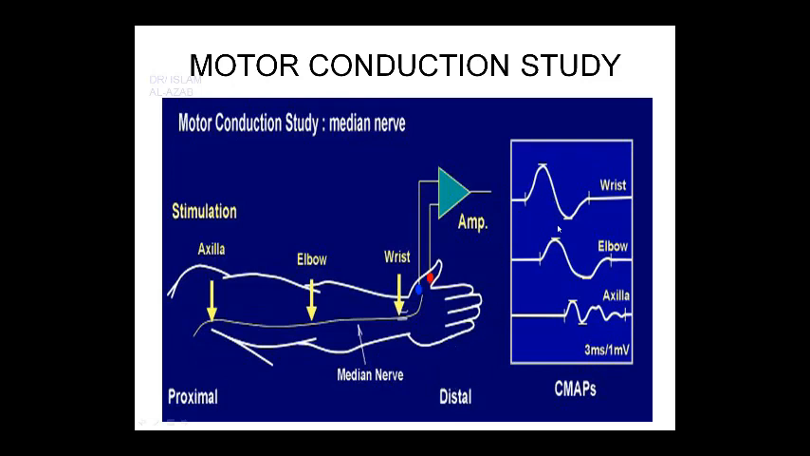As we see, the waveform at the wrist and at the elbow becomes wider, while at the axilla it is tortuous and not clear in shape. This is called compound muscle action potential.